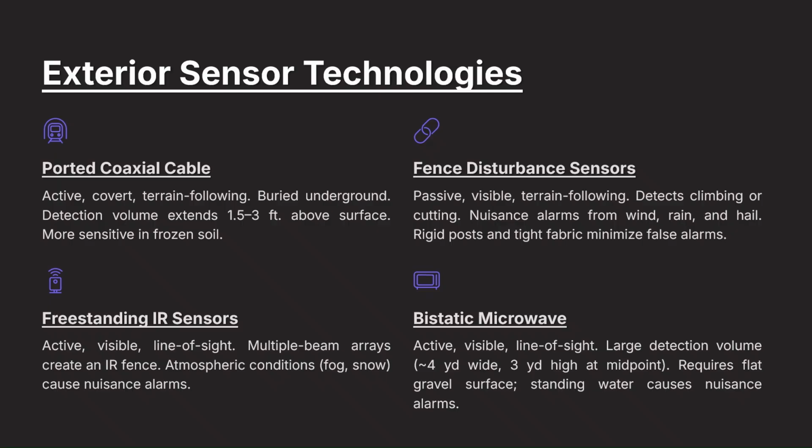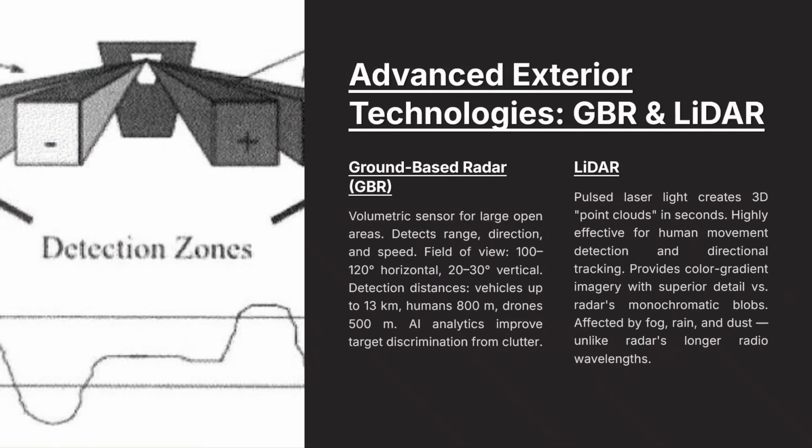Freestanding infrared sensors create invisible detection zones, but may be affected by environmental conditions like fog or rain. Bistatic microwave sensors provide wide coverage, but require careful alignment and are sensitive to terrain. Selecting the right technology depends on site conditions, threat level, and acceptable false alarm rates.